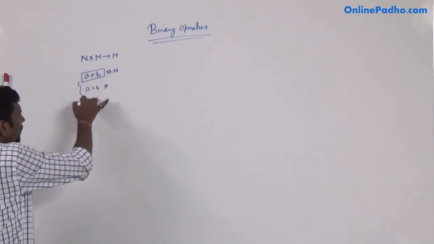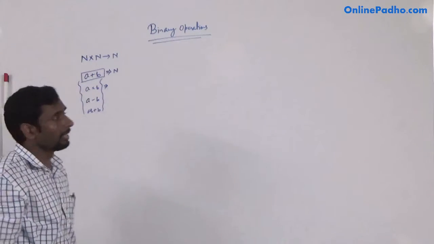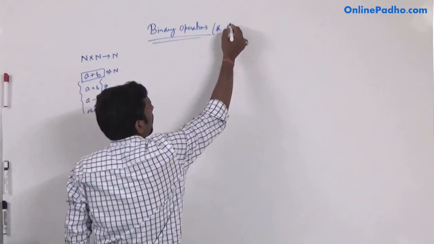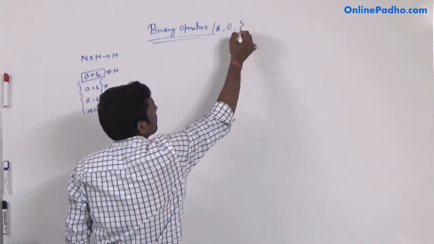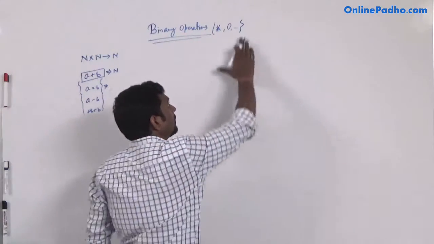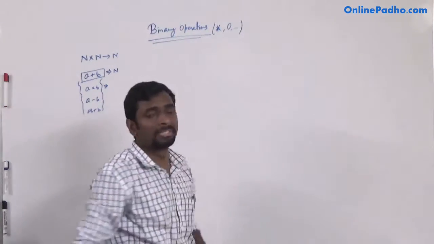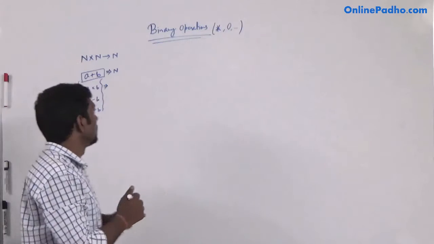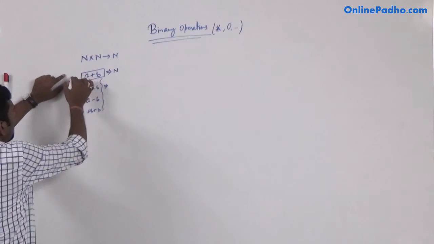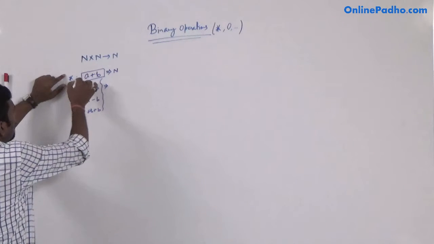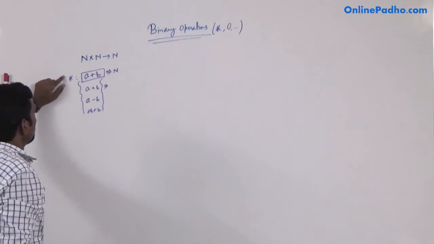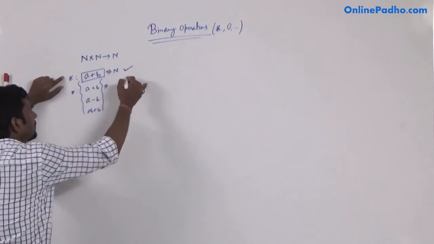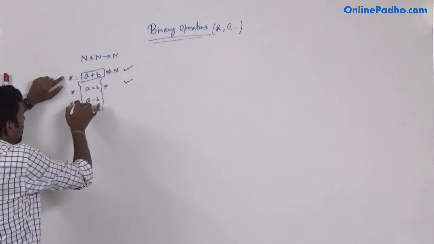We can take these types of functions as binary operations, and generally binary operations are denoted by star or some other symbols. These are the symbols for binary operation. Generally, binary operation is denoted by star. Let us see. Is star, meaning subtraction, a binary operation for natural number to natural number?